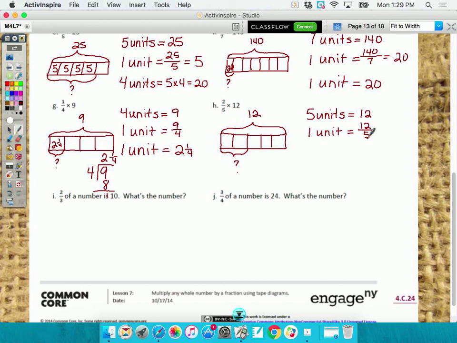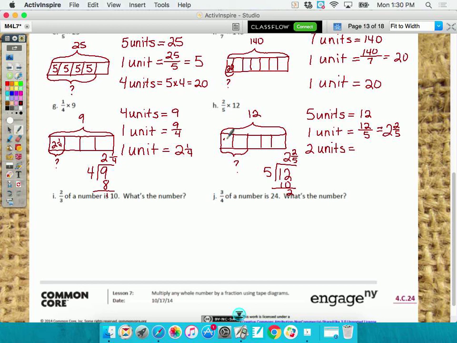Oh, wait, just a minute. Standard algorithm. The number on top goes in the doghouse. Okay? And I've got, what'd you get, Abrielle? Very good. 2 2/5. So now, how am I going to figure out 2 units?